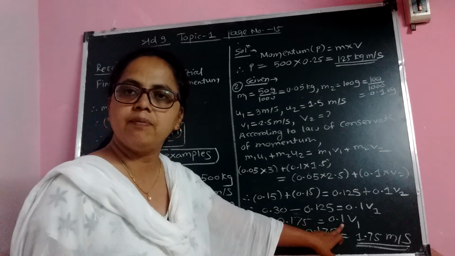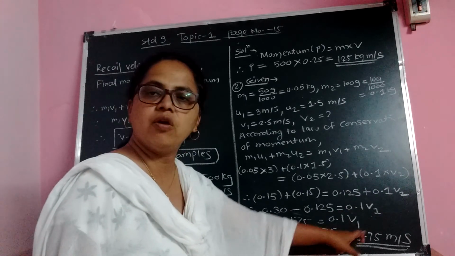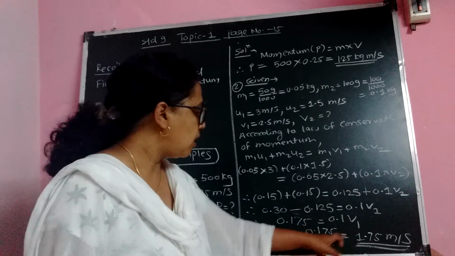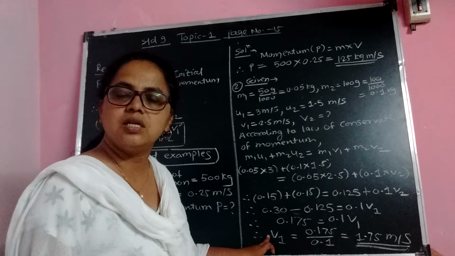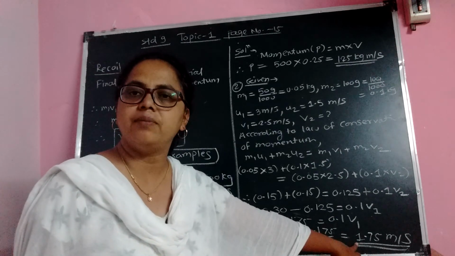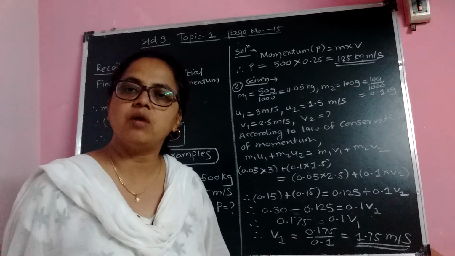0.1 is for multiplication to v2, and we have to determine the value of v2. This quantity 0.1 is for multiplication to v2, so to the other side it goes for division. After division you will get 1.75 meter per second. So in this way you have to solve the physics example.